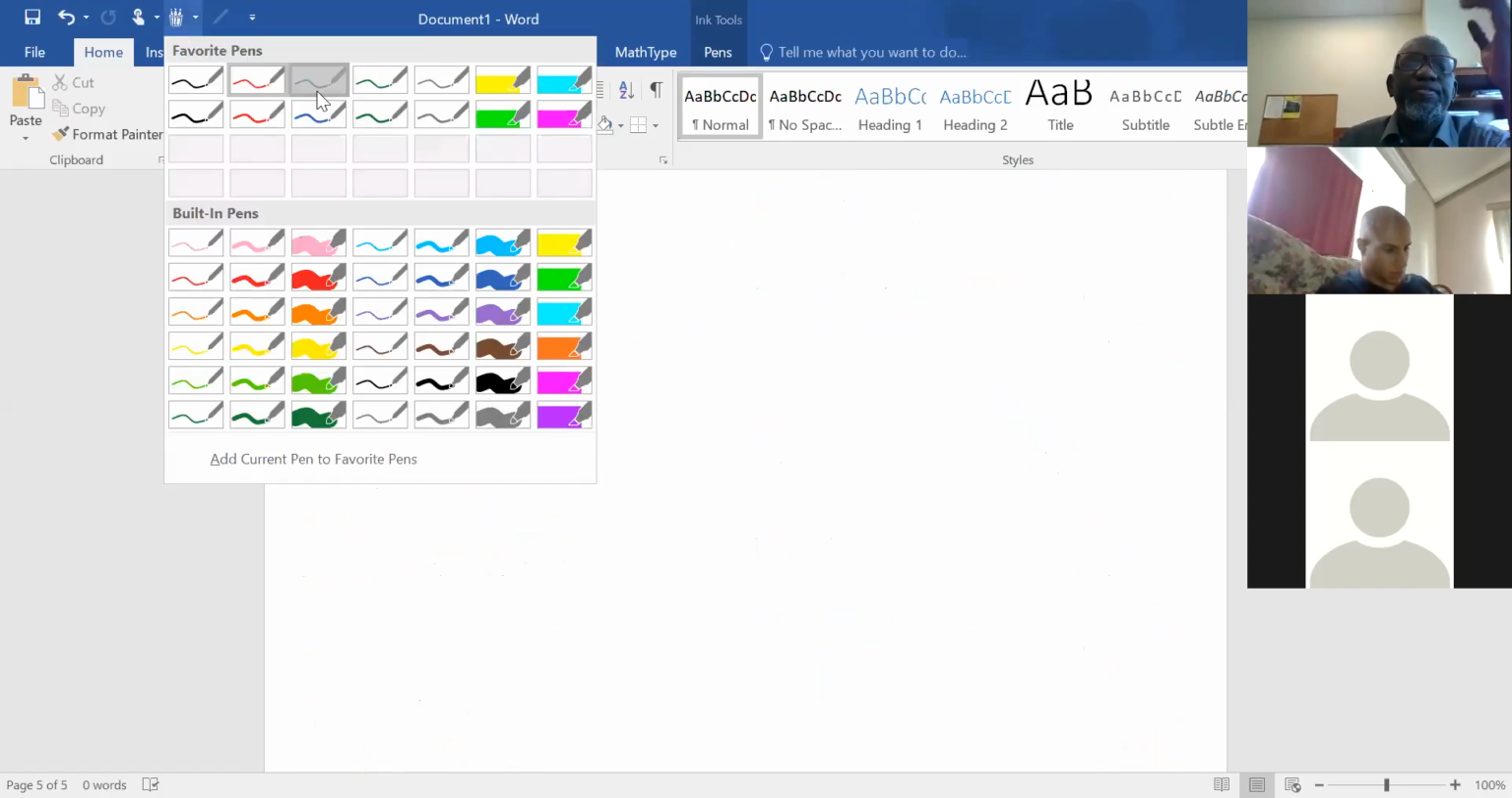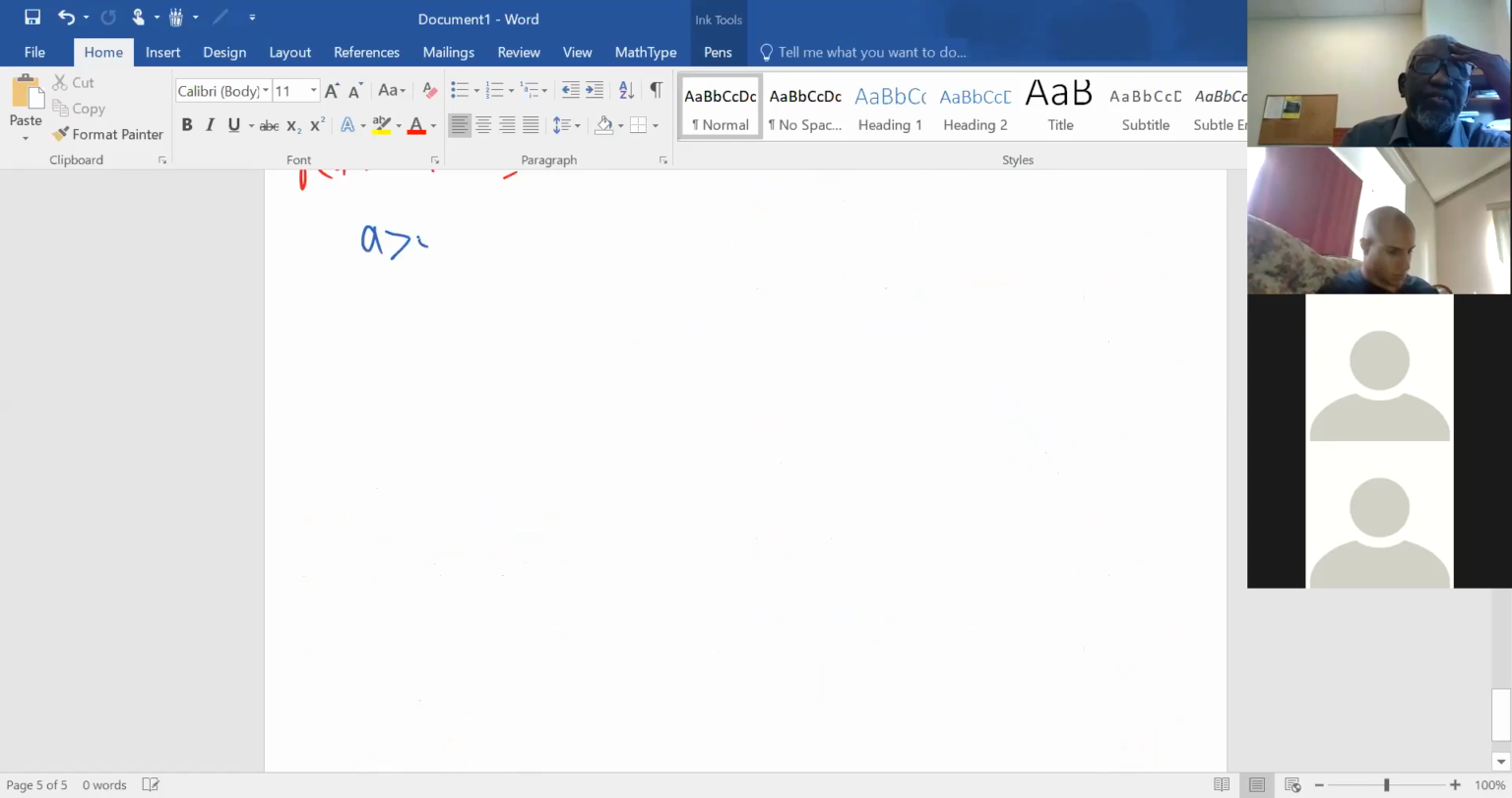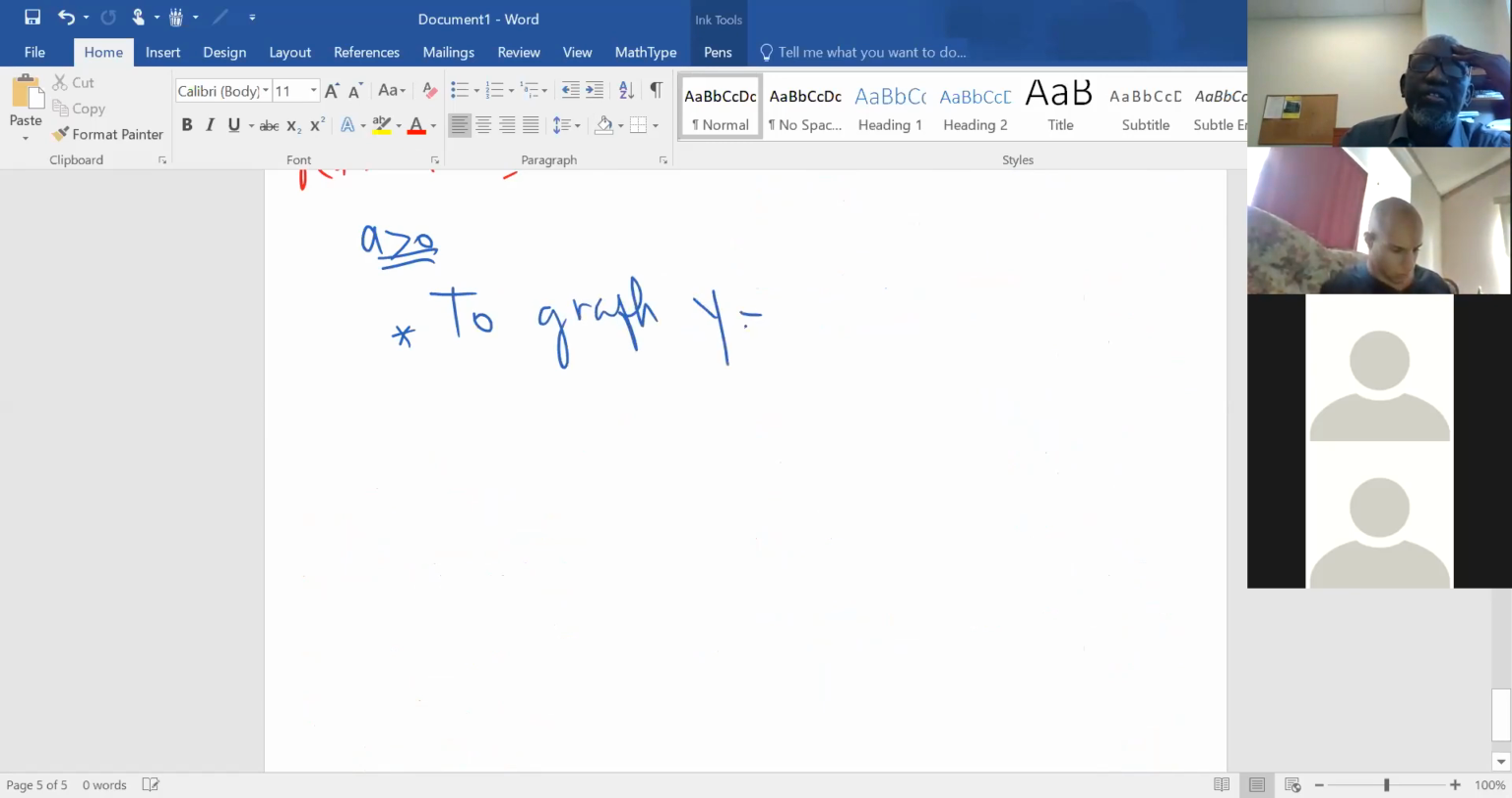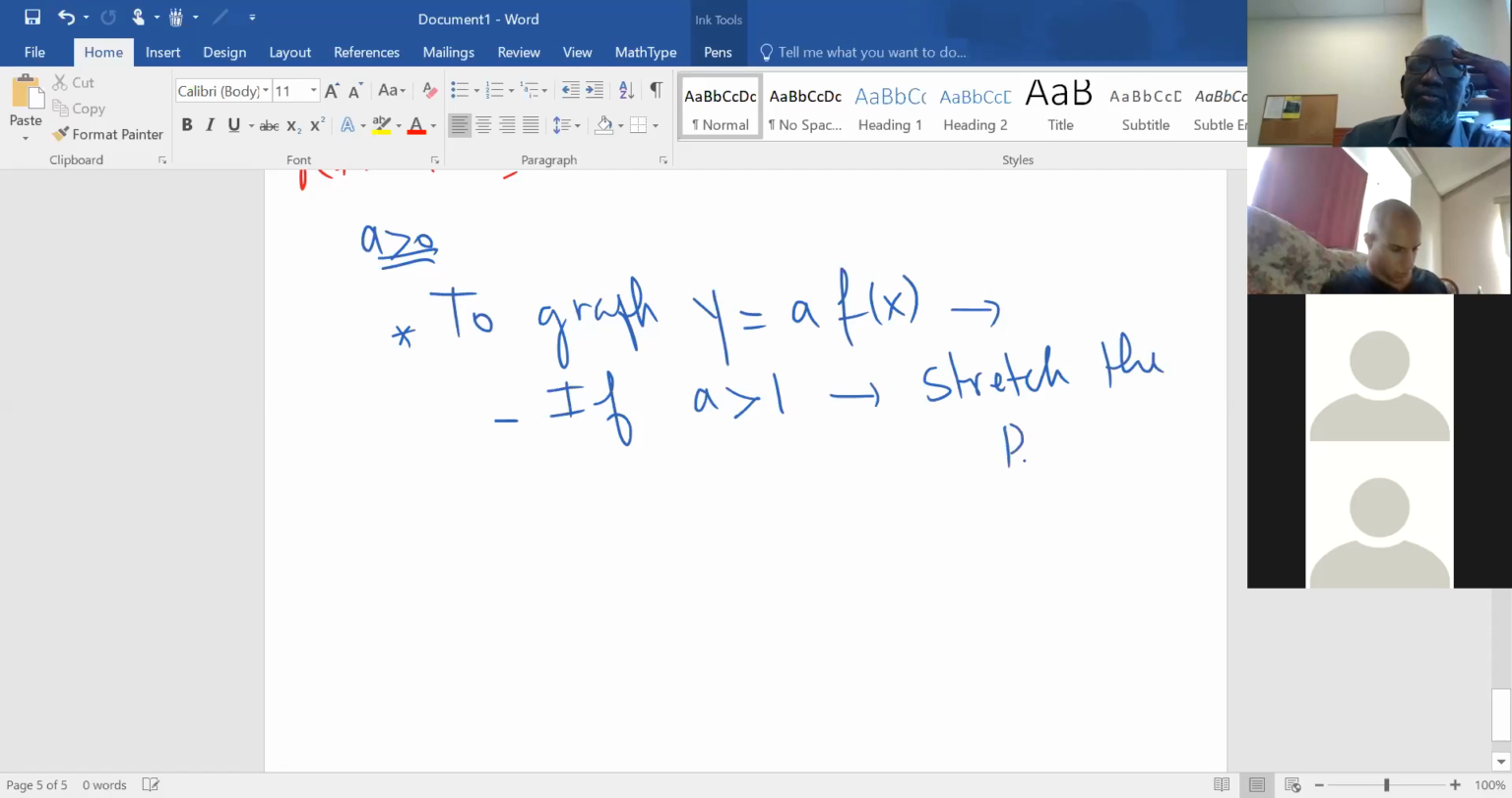So to graph, if A is positive, to graph y equals A f of x, we have 2 cases. If A is greater than 1, stretch the range A times. Okay? If A is less than 1, shrink the range.